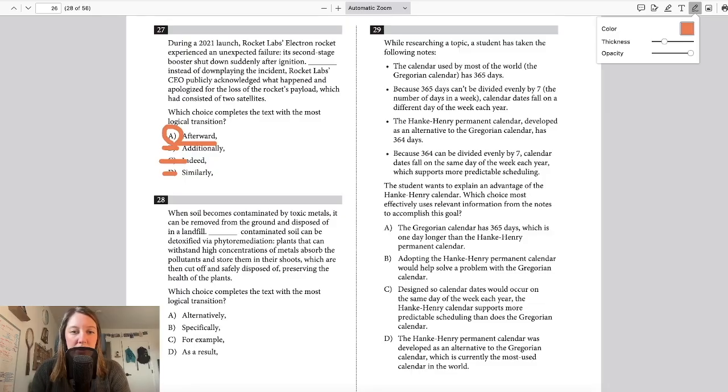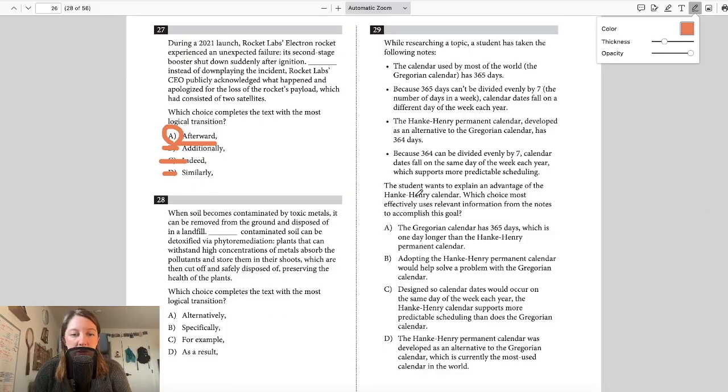Okay, so number 28. When soil becomes contaminated by toxic metals, it can be removed from the ground and disposed of in a landfill. Blank contaminated soil can be detoxified by phytoremediation. Okay, so this is another transition sentence. What we are thinking about here is kind of similar to the last one, actually, where there's a situation and then the next thing that happens is this, right? So first, soil's contaminated. Then it's removed and disposed of. After that, contaminated soil can be detoxified, right? So it's this linear progression of events.